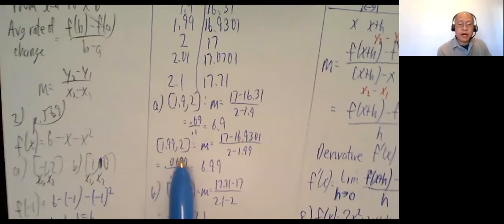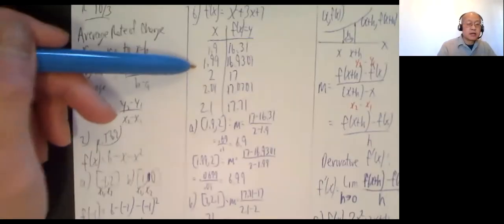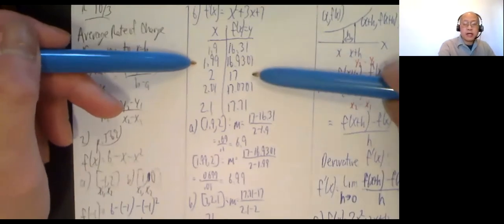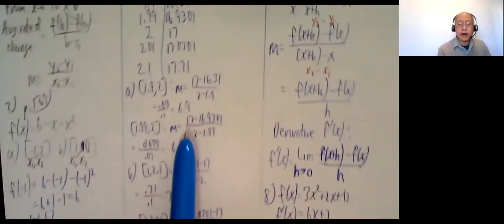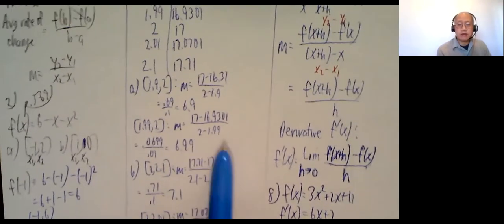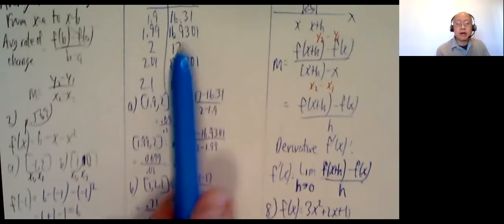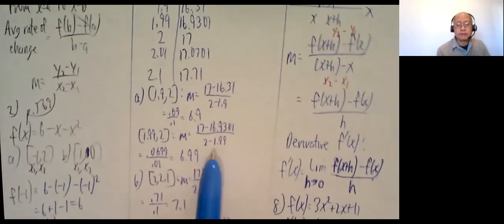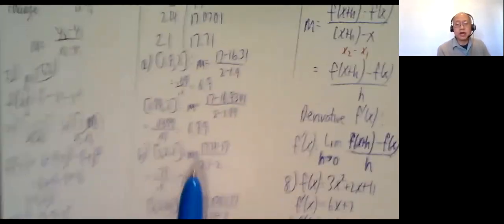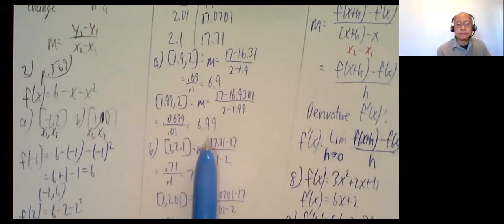Okay, 1.99 to 2. That means I take this point and this point: (1.99, 16.9301) and (2, 17). Do the same thing, y2 minus y1 divided by x2 minus x1. So 17 minus 16.9301 divided by 2 minus 1.99. I did it before, saving time, 6.99.